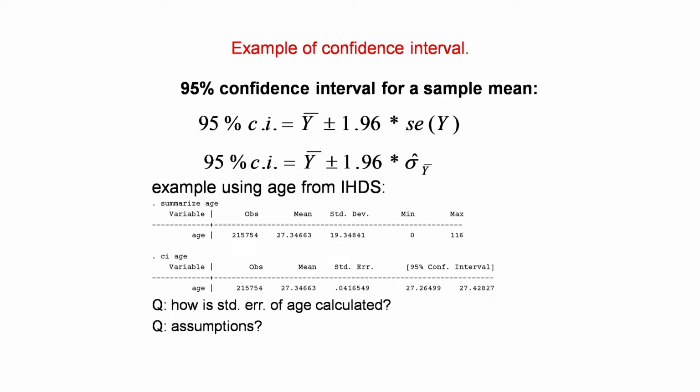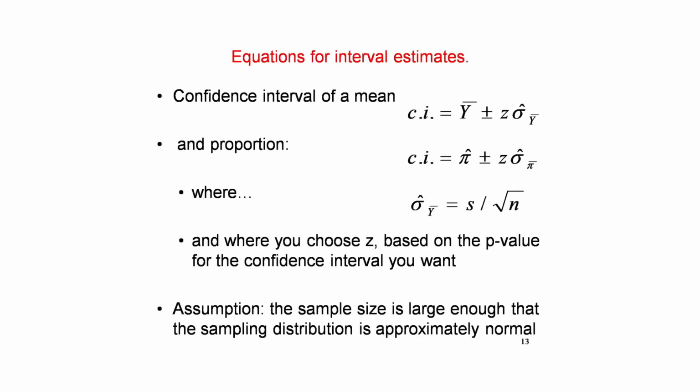The equation for interval estimate: the confidence interval for the mean is y bar plus minus z sigma y bar, and for a proportion, the confidence interval of pi is p plus minus z sigma pi, where sigma y equals s over square root of n, and where you choose z based on the p value for the confidence interval you want. There are certain assumptions: the sample size is large enough that the sampling distribution is approximately normal.